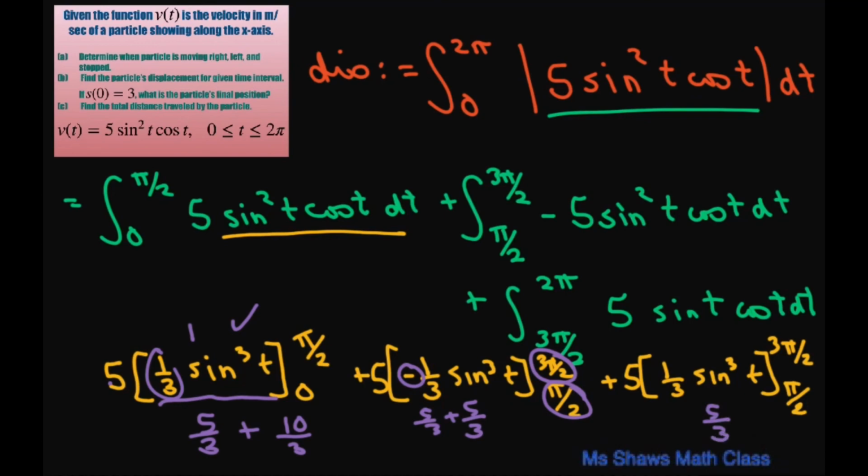So finally, what you do is you add these up. You get 5/3 plus 10/3 plus 5/3, and that's going to equal 20/3. 20 divided by 3 is your total distance.